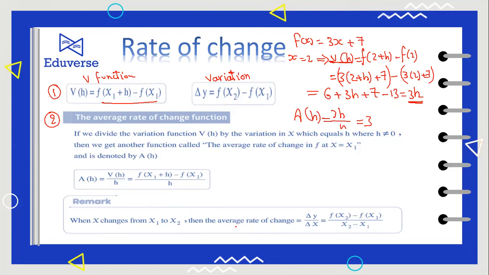And I can also find the average rate of change from x1 to x2. We get delta y, which is f of x2 minus f of x1, over delta x, the change in y over the change in x. And it's called the average rate of change from x1 to x2. Average rate of change from x1 to x2 equals delta y over delta x, f of x2 minus f of x1 over x2 minus x1.